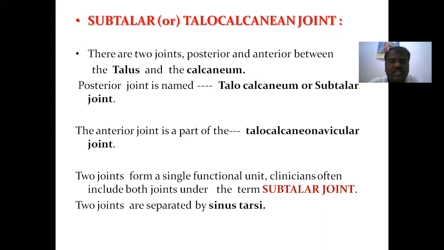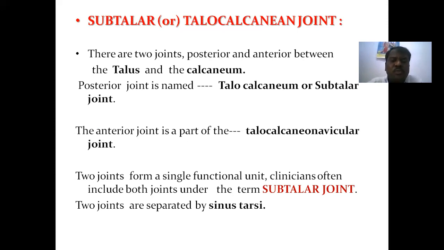See where it articulates. Posteriorly, it articulates between the talus and calcaneum, and this is called the subtalar joint, whereas the anterior joint is a part of the talocalcaneonavicular joint. So under this topic we are discussing the talocalcaneal and also the talocalcaneonavicular joint. Next, these two joints form a single functional unit. Clinicians often include the joints under the term subtalar joint. The two joints are separated by the sinus tarsi.